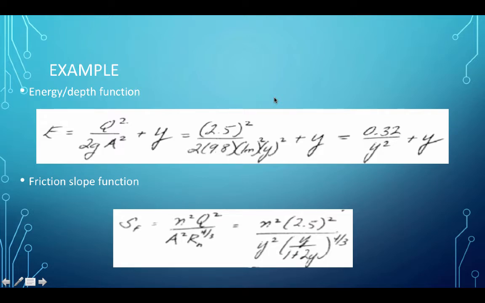We would write our energy depth function to make calculations simple. Because it's a rectangular channel, we actually can do that. And so our specific energy as a function of depth is this equation here. If it's not an easy geometry, there's no advantage to doing this. You actually just calculate the specific energy directly from a known depth. Here's our friction slope function. It's simply Manning's equation rearranged.